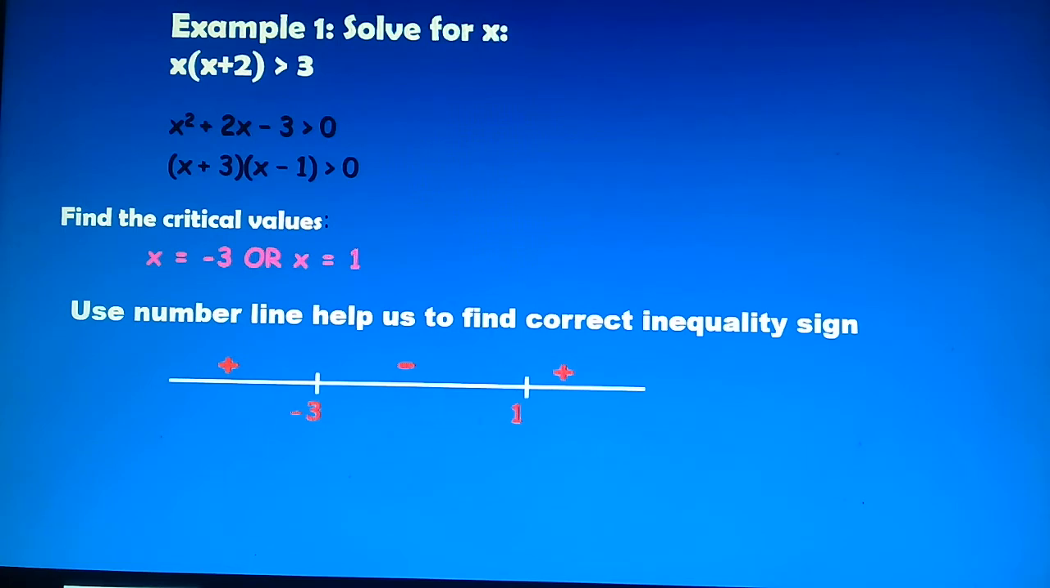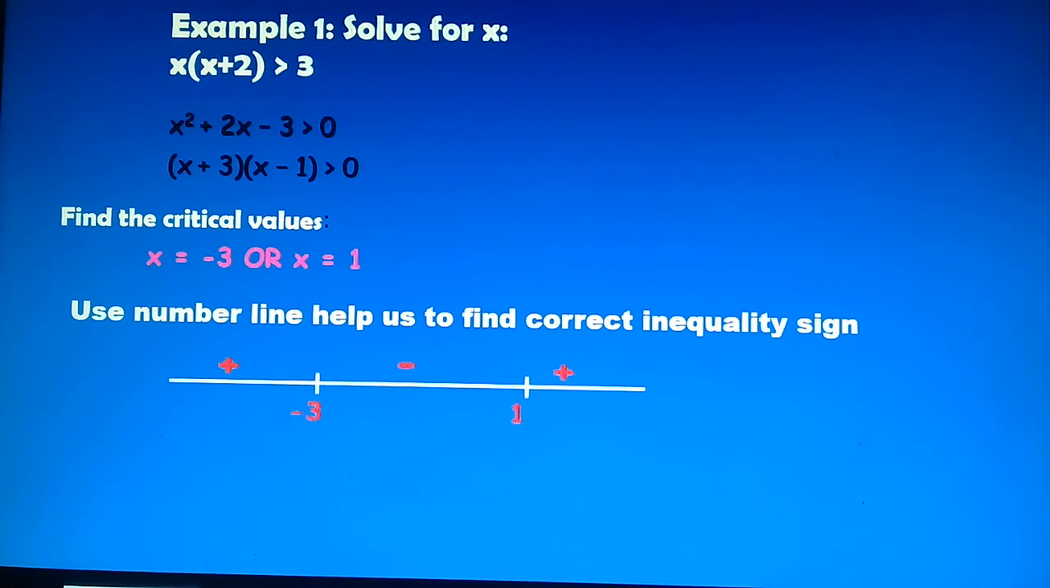Then look at the right side of 1. We can choose any number there. Let's just choose 2. When you substitute 2 in our expression, x plus 3 gives 5, and x minus 1 gives 1. Then 5 multiplied by 1 gives 5, a positive number. That's why we have a positive sign from 1 to the right hand side.